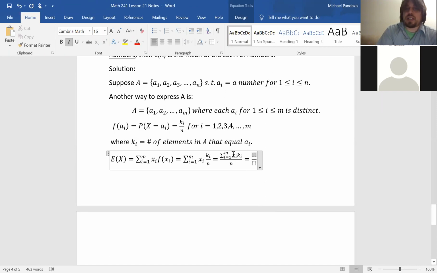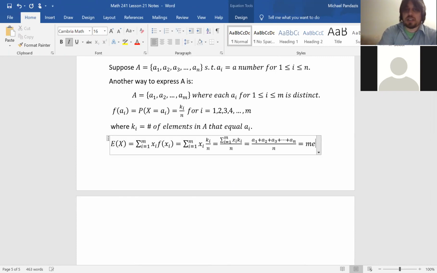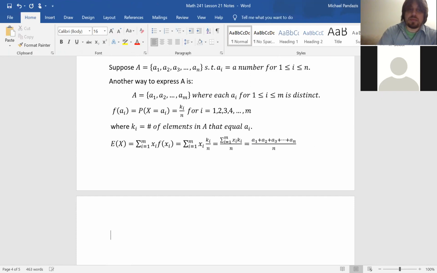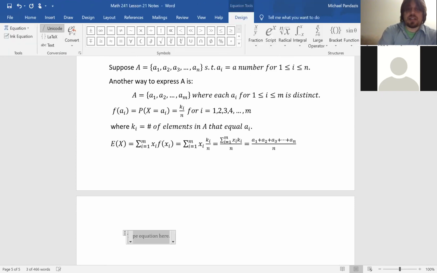Well, you're taking each distinct element in the set and multiplying it by the number of times it appears in the set, and then adding those products. This is just adding all the values in the original set. This is a1 plus a2 plus a3 plus dot, dot, dot, plus a sub n, divided by n. And that's the mean. And then this is equal to the mean of the set capital A of numbers.